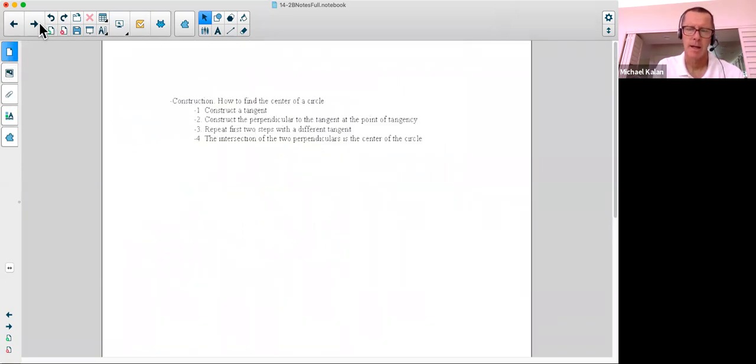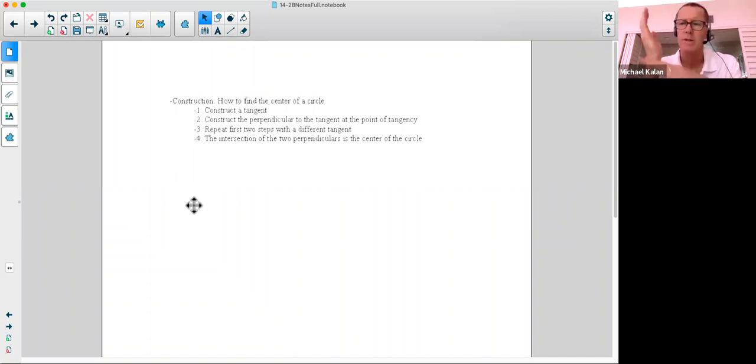And now, this is one of the constructions that you're going to be working on. So how to find the center of a circle. One, construct a tangent, okay? You can literally just draw a line that intersects that circle in one point, right? Construct a perpendicular to the tangent at the point of tangency, so we know how to do that. And then you repeat those 2 steps with another tangent.